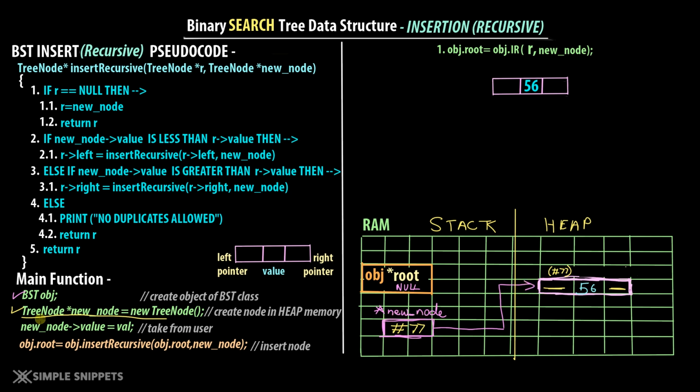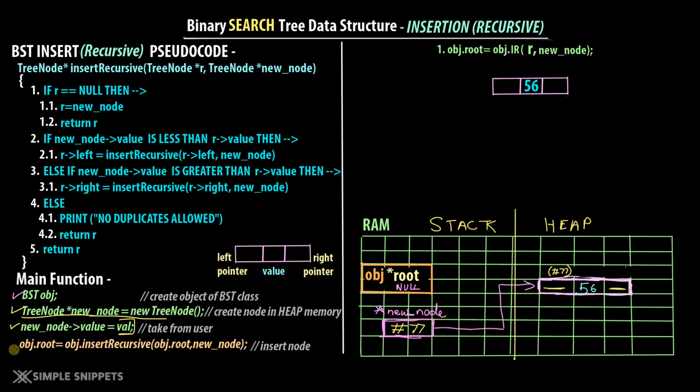Okay. Alright. At this step we say new node value, which means that the value inside this node, we will take it from the user. So let's assume we are taking 56. Okay. I've already written 56 but initially it will be blank. But let's assume that we are taking val from the user and storing it over here.